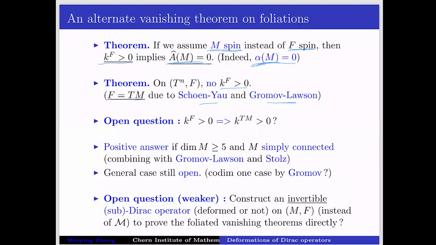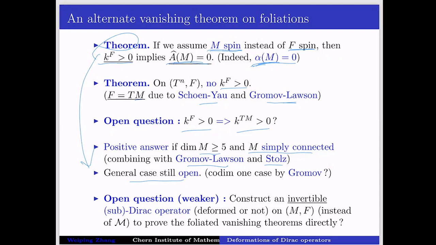And indeed, there is a general open question: if on a foliation you have a leafwise positive scalar curvature, whether the manifold itself has a positive scalar curvature metric. This combines our theorem with the earlier theorem of Gromov-Lawson on the non-spin case and of Stolz on the spin case. We can see that this question has a positive answer if M is simply connected and of dimension larger than or equal to 5. But the general case is still open. I believe the codimension one case has been dealt with by Gromov. The general case, I think, is a very difficult question.